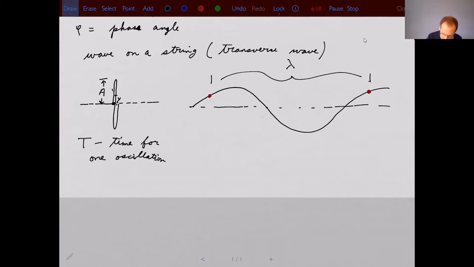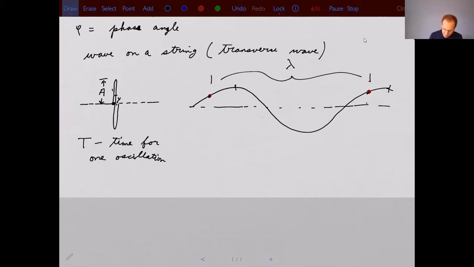You guys are probably more familiar with going from peak to peak, but it means the same thing. It's some point on the wave where the string is undergoing some motion, and you go down the string and find a location where the string is undergoing exactly the same motion. It's moving in the same direction, and it's the same distance from the equilibrium position. That's going to be the wavelength of that wave. Okay, so that's for a transverse wave, a wave on a string.